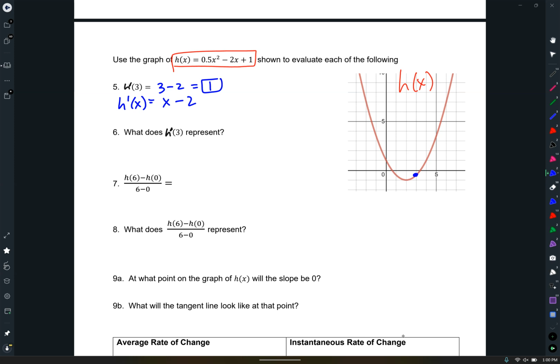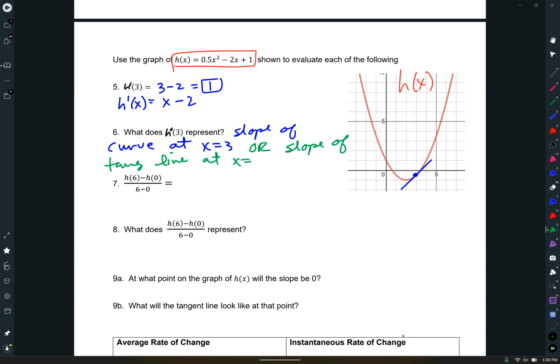Okay, so number 6, what does h prime of 3 represent? Well, you could say it's the slope of the curve, or you could say it's the slope of that tangent line. So let's say that's the slope of the curve at x equals 3. Or you could say slope of tangent line. They both mean the same thing, but at x equals 3.